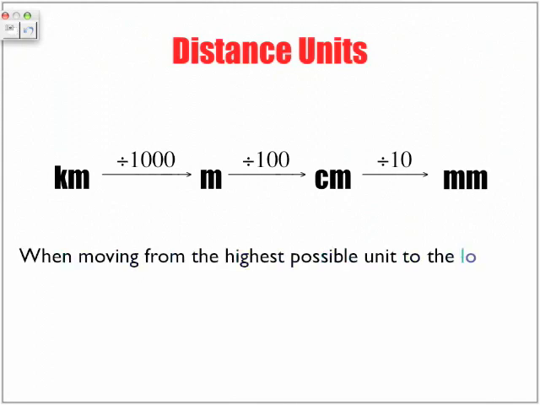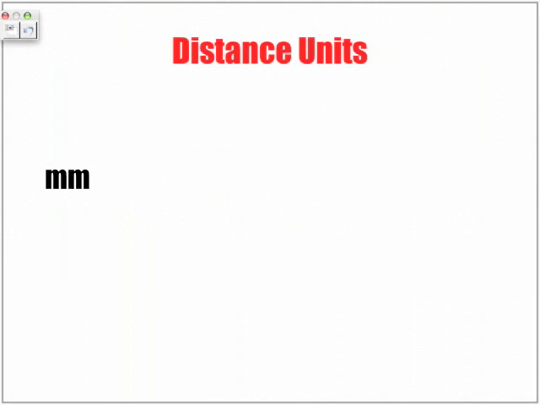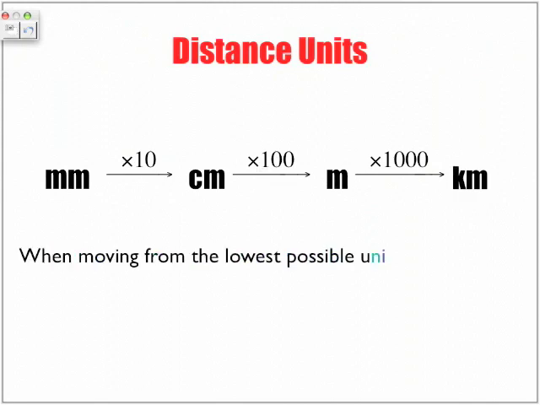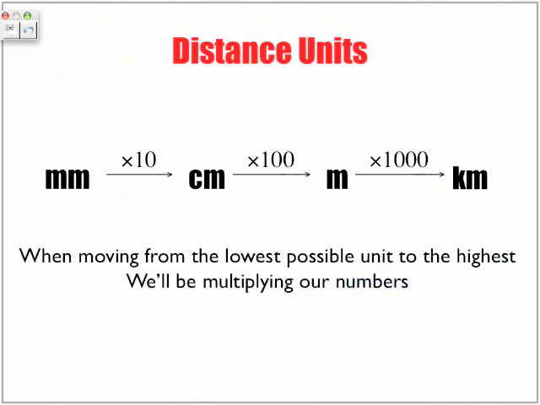So, when moving from the highest possible unit to the lowest, we'll be dividing our numbers. This is one way to remember how to convert our units. Now, if we're going to start from millimeters, from our lowest, we're going to do the opposite. The opposite of division is multiplication. We're going to multiply by 10 to give us centimeters. We're going to multiply by 100 to give us meters. We're going to multiply by 1,000 to give us kilometers. So, when moving from the lowest possible unit to the highest, we'll be multiplying our numbers.